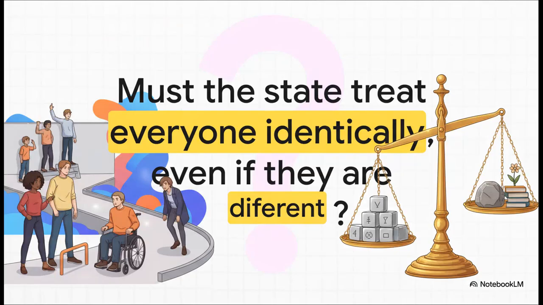But wait a minute. This raises a pretty obvious problem, doesn't it? If like shall be treated alike, does that mean you have to treat everyone identically, no matter how different their circumstances are? I mean, should a millionaire pay the exact same income tax as a daily wage earner? Of course not. That would be completely unfair. And the law gets this. Absolute mechanical equality isn't the goal.